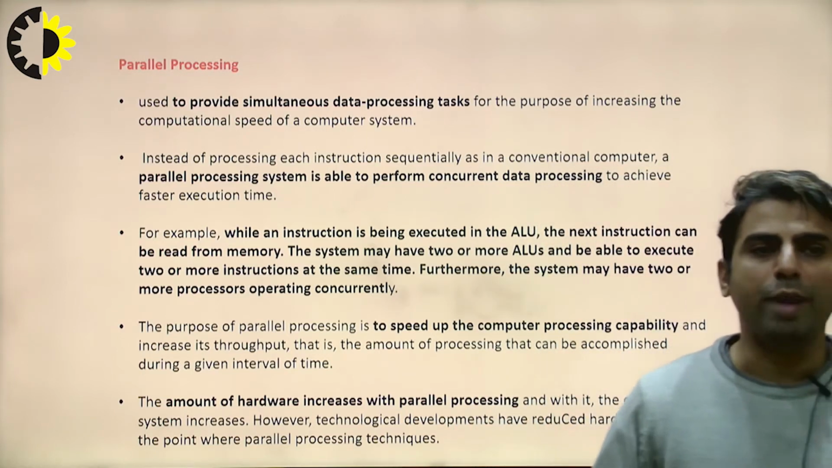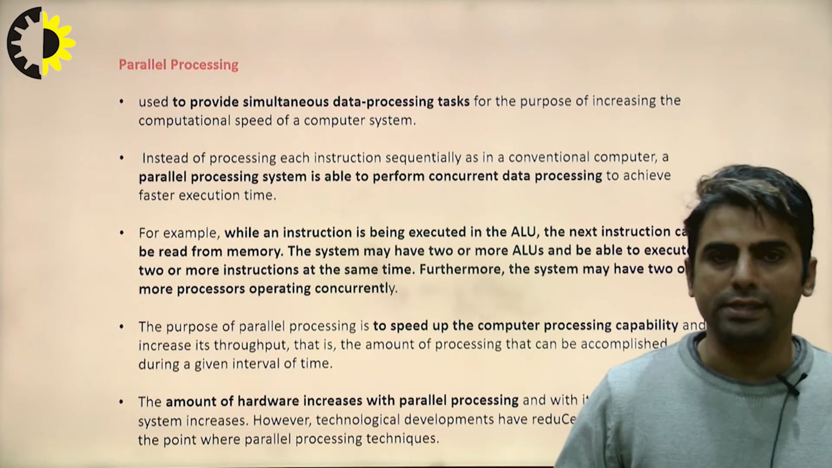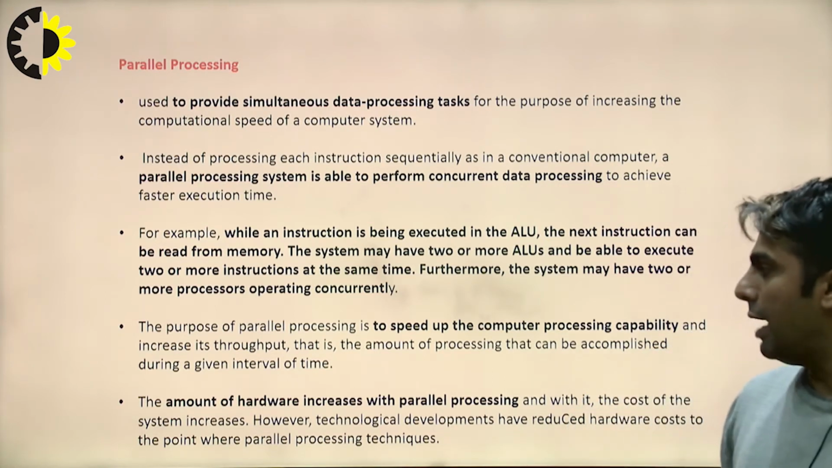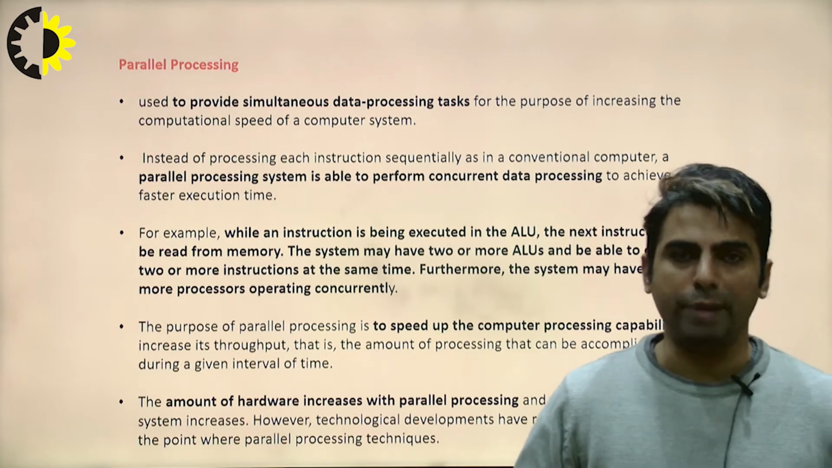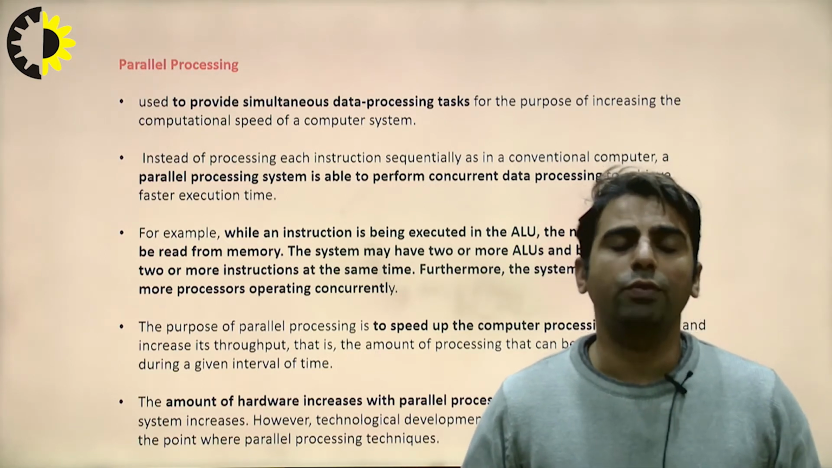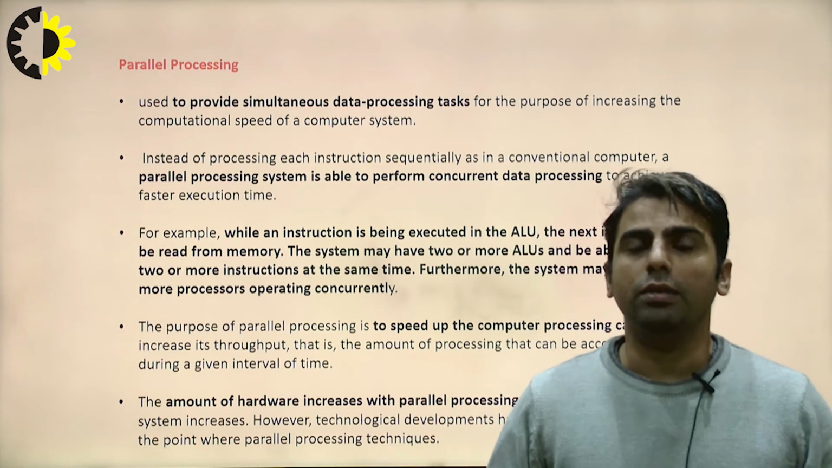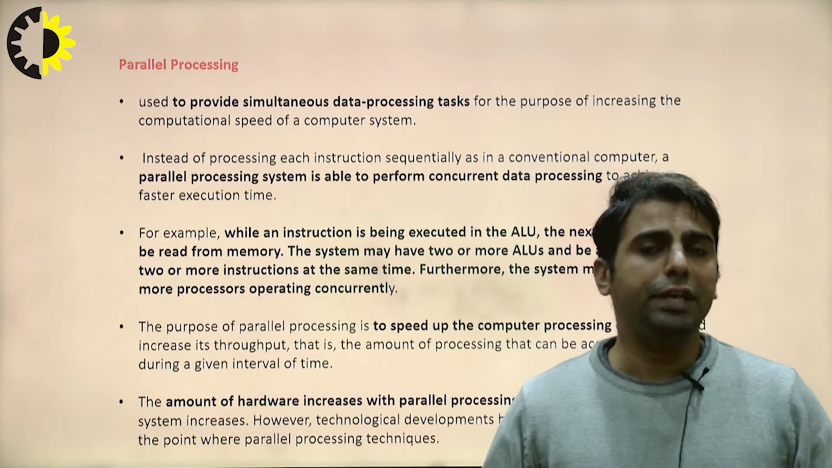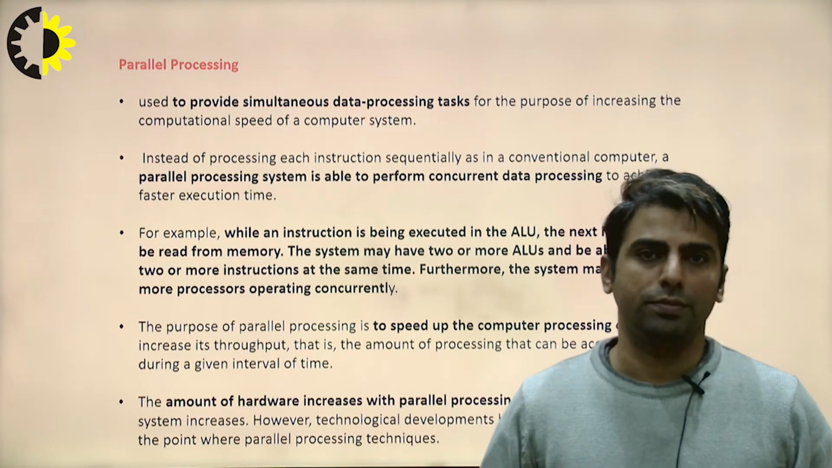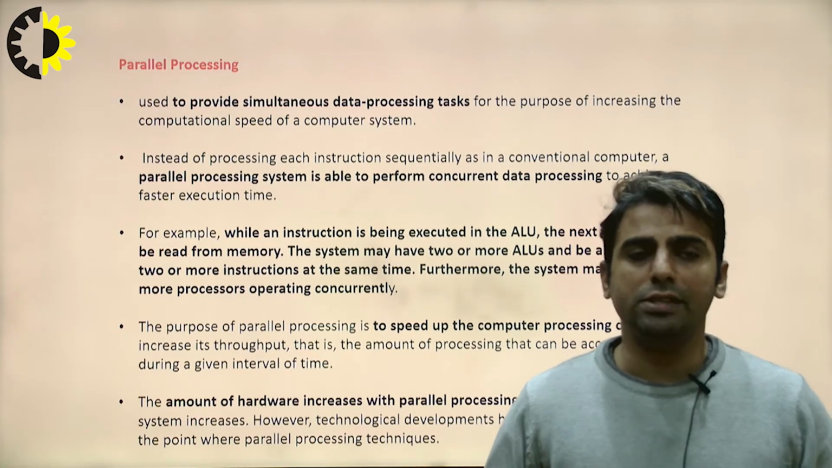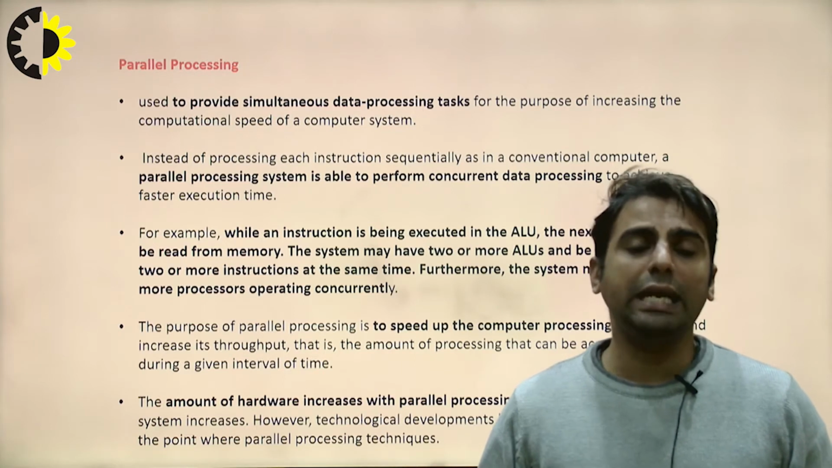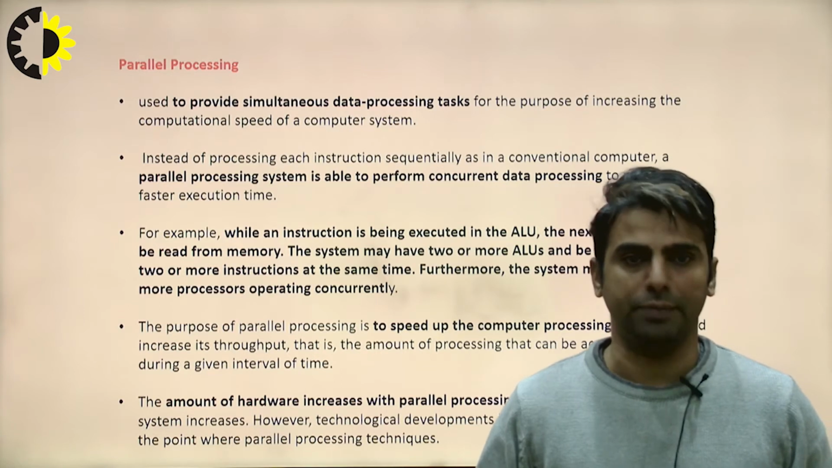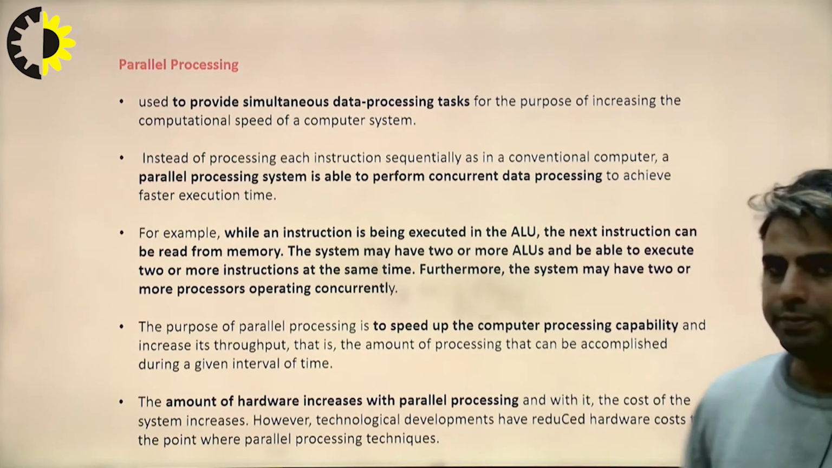Next, the purpose of parallel processing is to speed up the computer processing capability and to increase throughput, which I have already discussed. And the last point is that the amount of hardware increases with parallel processing. Once we add additional hardware in our system, that definitely increases the cost, because we are installing additional hardware in the system to get parallel processing. That is our last point.